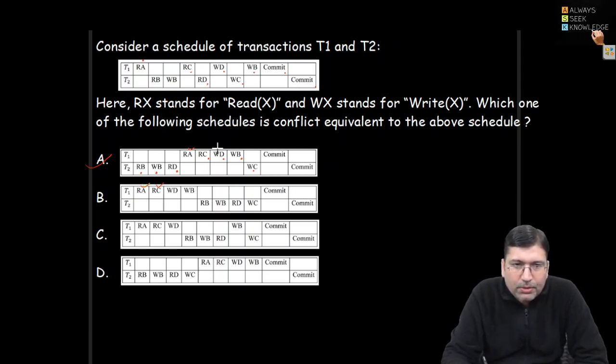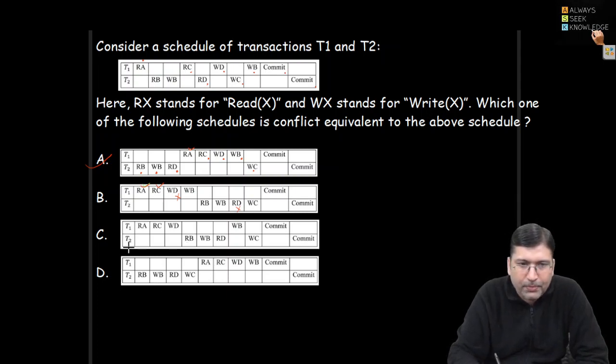The write operation on D is being done after the read operation on D. So T2 is reading D, then T1 is writing D. But here T2 starts writing on D, but T1 has not read, so it is reading after writing. It is wrong. So this is not the equivalent schedule.